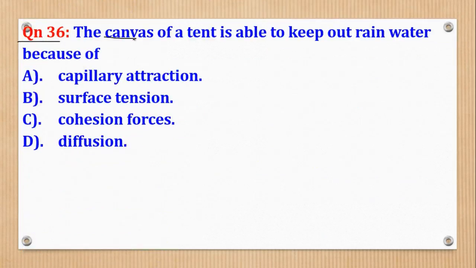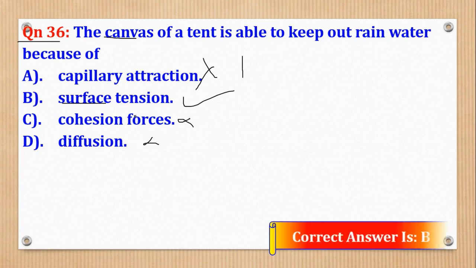36. The canvas of a tent is able to keep out rain water because of capillary attraction? No, because this involves rising of water level. Surface tension? Okay. Cohesion forces? No. Diffusion? No. So the correct answer is B.